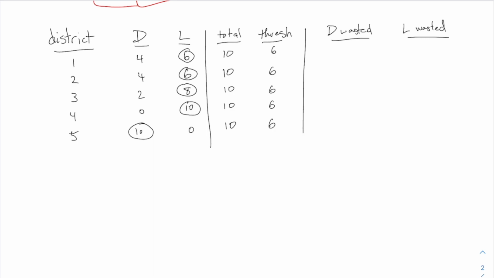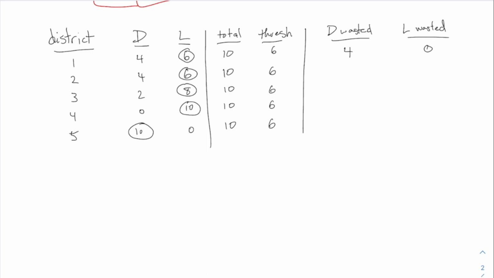And remember, the rule is all votes for the loser count as wasted, and any votes for the winner beyond the threshold count as wasted. So in the first row, I have, first of all, the D's lost. 4 votes for the D's are all wasted. All votes for the loser are always wasted. And then for the winner, any votes beyond the threshold are wasted. Now, L's were the winner. They got 6. That is 0 beyond the threshold. So the L's have wasted 0.